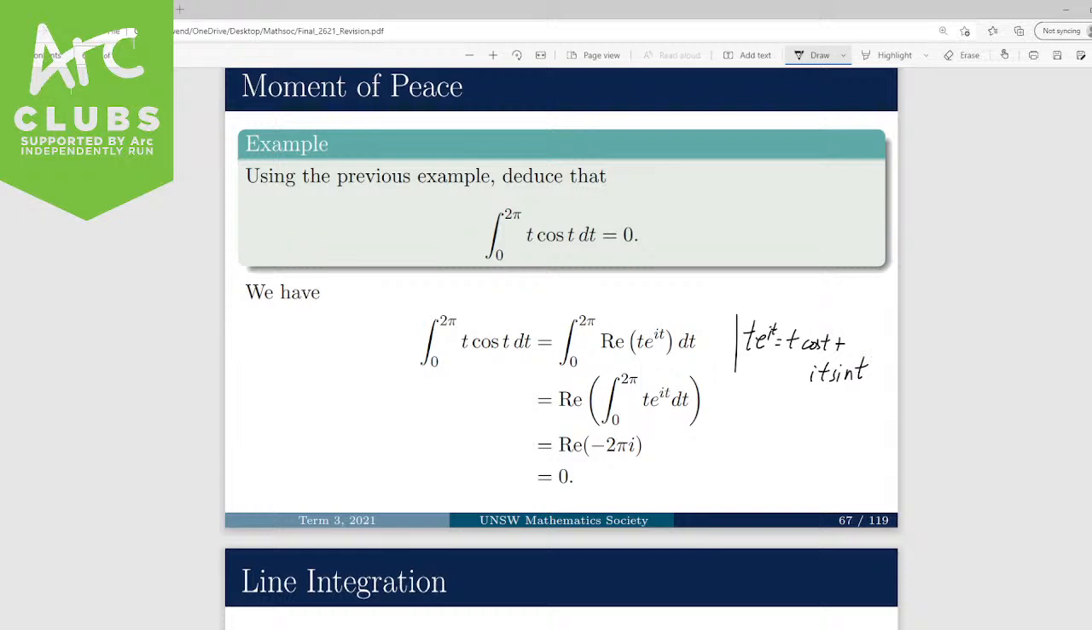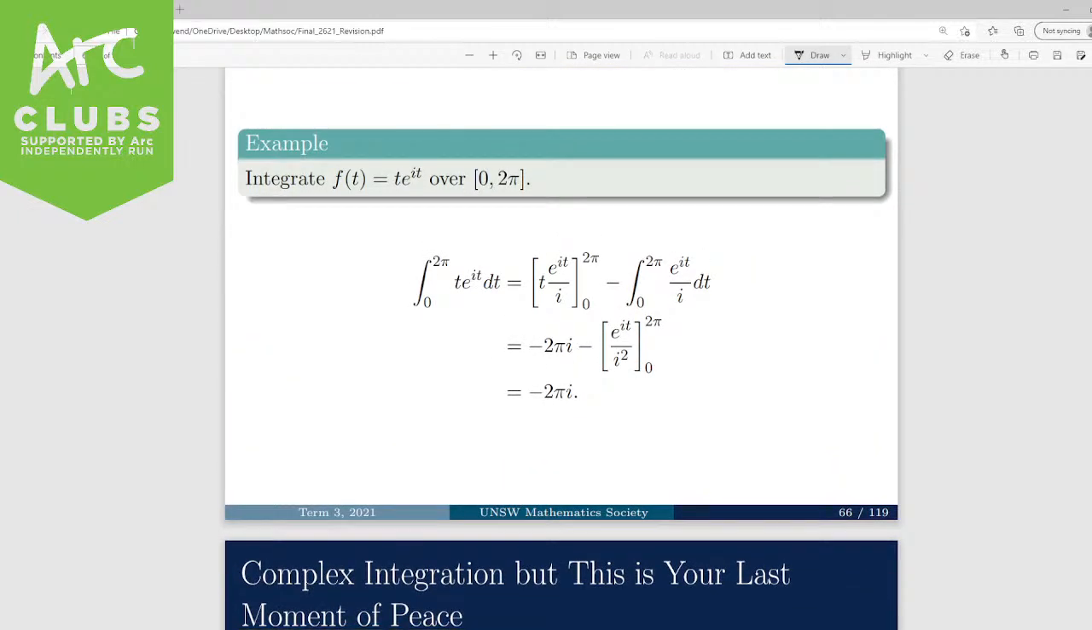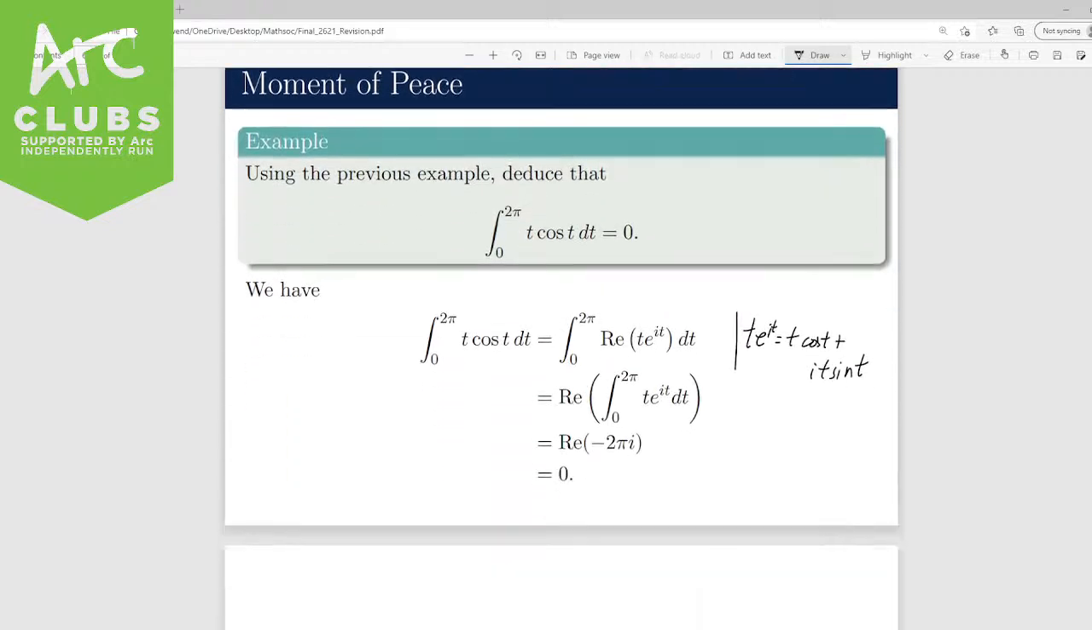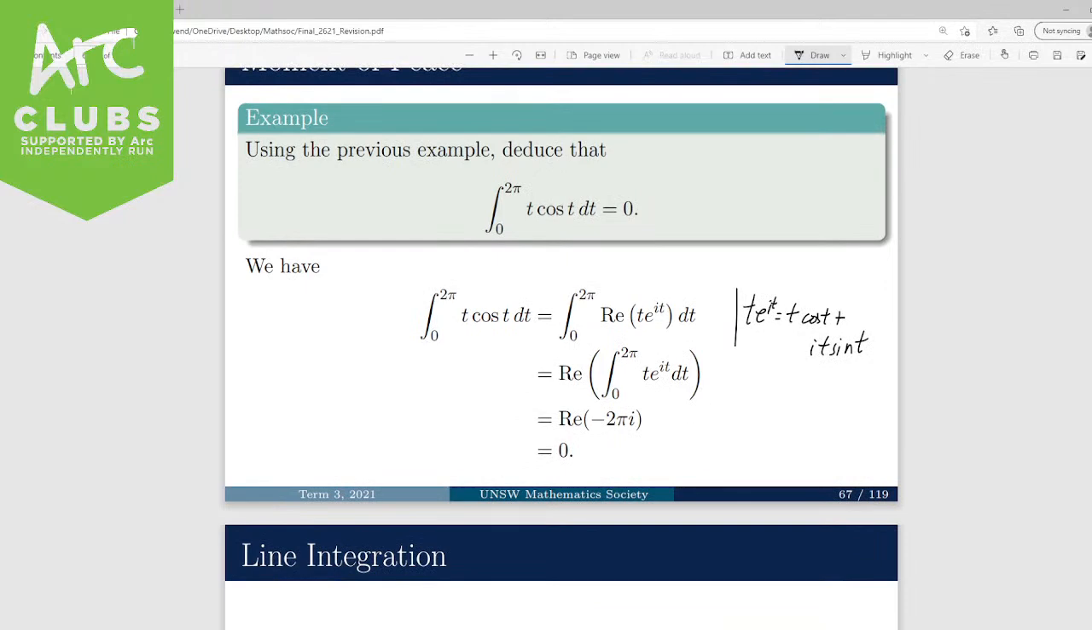So your t cosine t would just be the real part of what you integrated back over here. What you integrated back over there gave you just a completely imaginary number. So the real part's 0. Yeah, such is life.